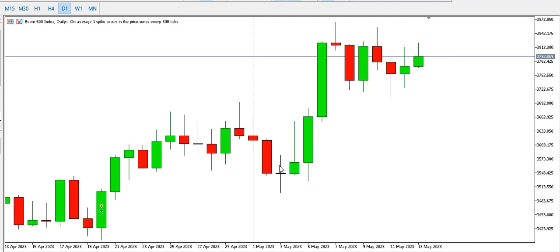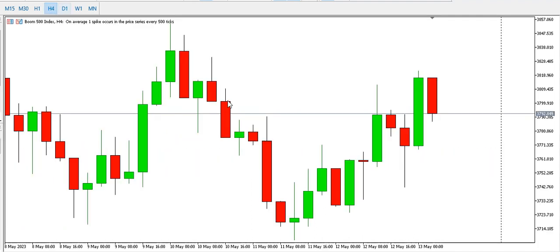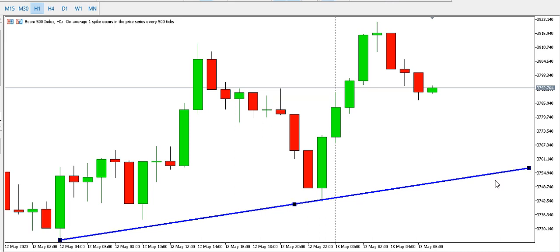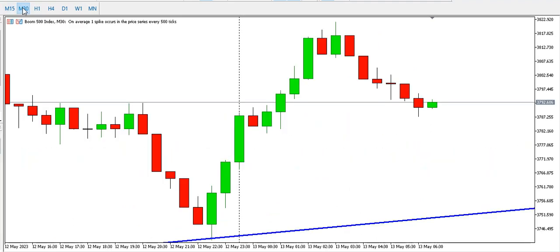Let's see what happens. Let's look at the 4 hour time frame. It's ranging. Price is ranging. Let's look at the 1 hour time frame, also ranging, but ranging up, as we have a higher low. Let's look at the 30 minutes time frame, it's also ranging up.